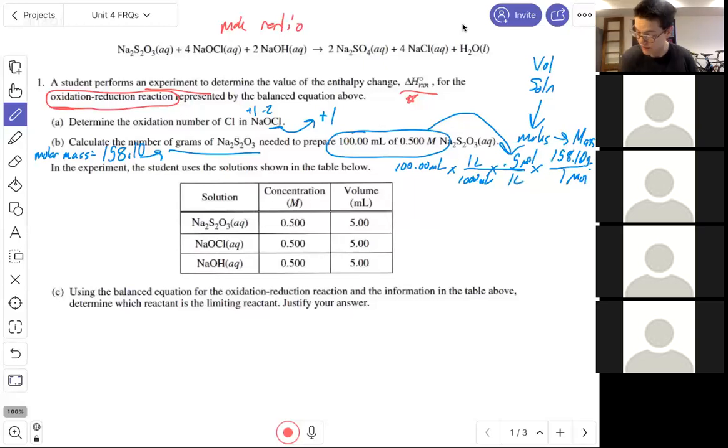All right, and then how many sig figs should this answer have? 3. Yay. You are going to base it off this molarity here. That's 3. That is 5. 3 is smaller, so we'll go with 3. So to 3 sig figs, what is this answer? 7.91. Is that what you guys got?